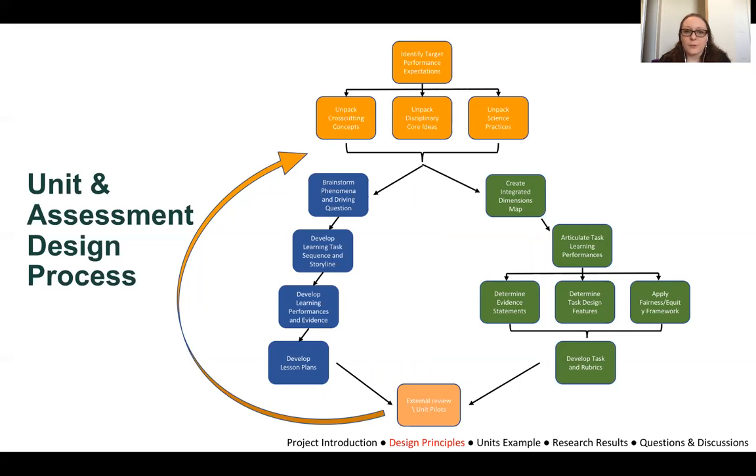Then from there, we go into in-depth unpacking, and then brainstorming the phenomena, development of a storyline, etc. There's a similar process that we use for the development of assessments, although the development of three-dimensional assessments differs from here a bit once we go through the unpacking. But it is a robust process that goes through extensive review, both by practitioners in the classroom and other researchers on the team, so that we can have a quality product.